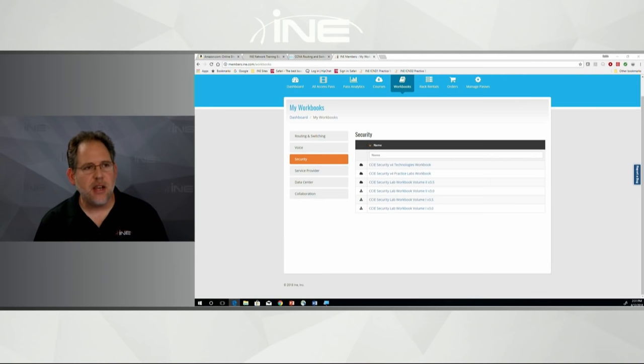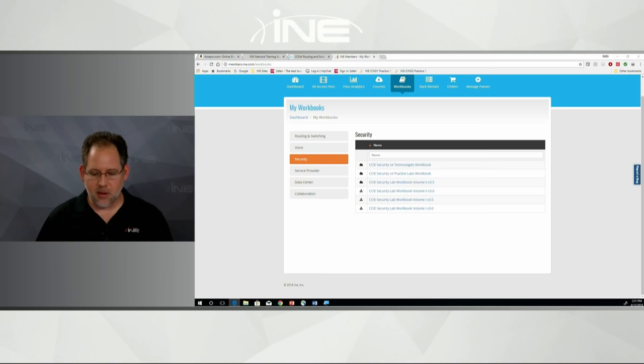Not for the CCNP routing and switching track. Certainly if you're going for CCNP service provider, that would be a whole different story. But there were no questions on CCNP route or CCNP switch or T-shoot related to MPLS. So you don't have to worry about that in the routing and switching realm. I don't remember seeing any questions there.